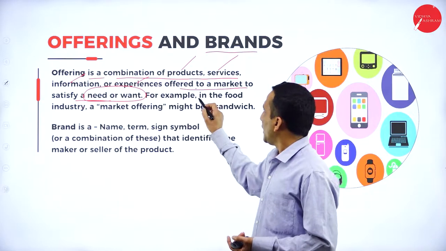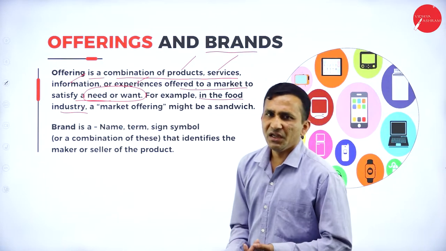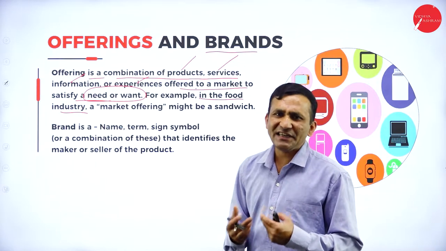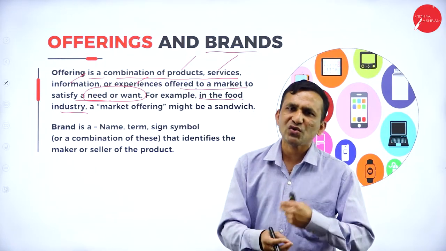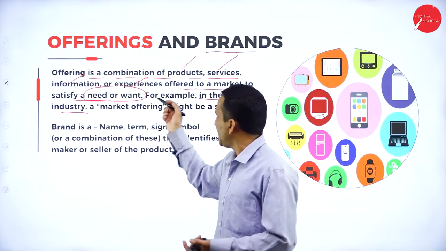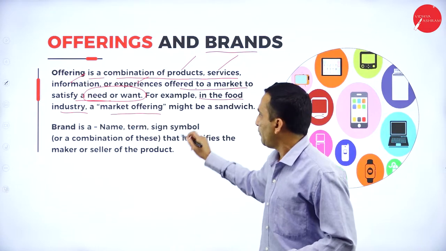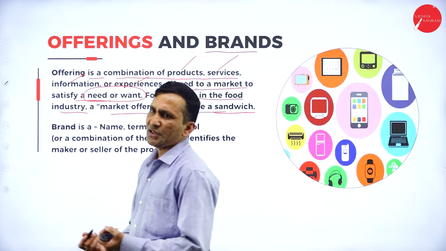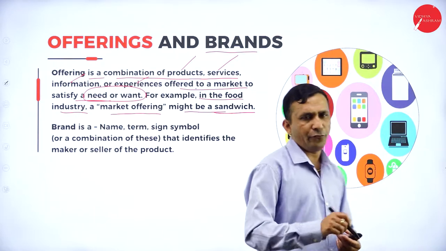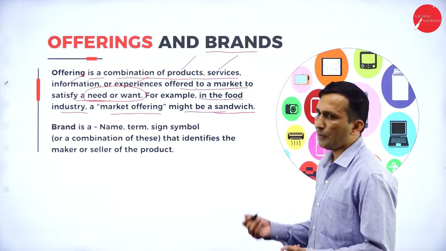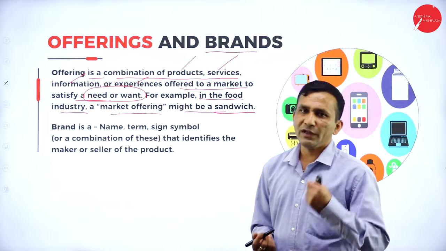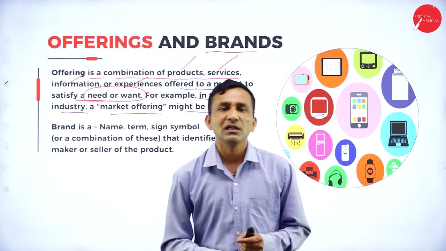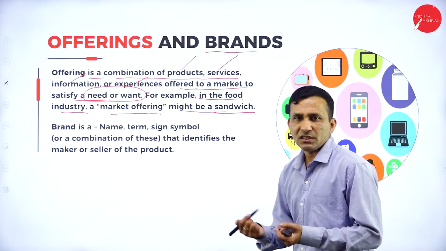For example, in the food industry, there are too many types of food products available. Whenever the food product is ready, they offer it to the end consumer who really needs it. If you take an example here, in the food industry, a market offer might be a sandwich. Not only in the food industry, where customers purchase regularly or occasionally, there are too many different types of products offered to the end consumer. When you want to offer, at the right time you must capture the information, and at the right time you must offer, otherwise your competitors will take the advantage. That's what the offering is.